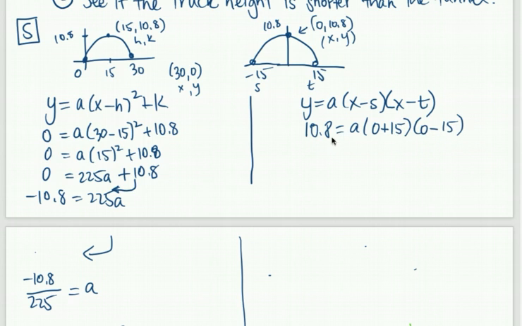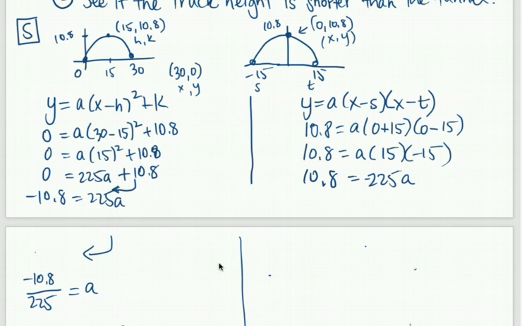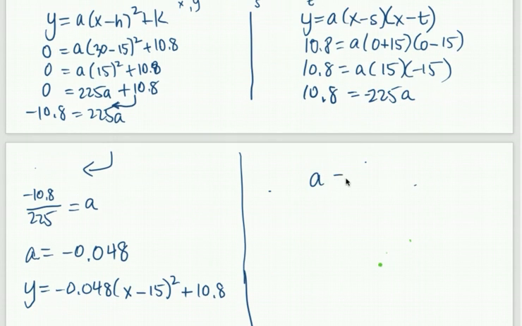Okay, so we don't know a, we know y, x is 0, s is negative 15, so I put it in as the opposite, and so forth. All right, so now I'll keep going. And you'll find that the a value is coming out to being the same as what you did on the other side here. So a ends up being negative 0.048. All right, so now we have our equation that we can use to model the underpass.